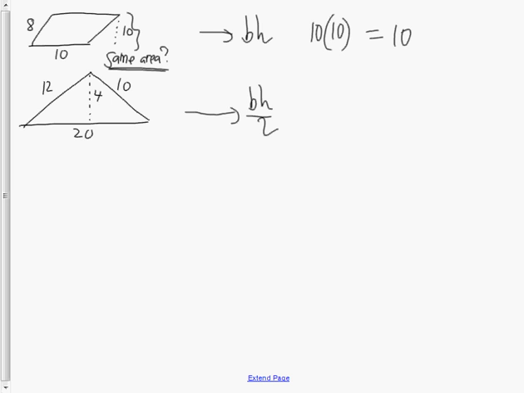So therefore, the area of the parallelogram is this. The triangle would be base of 20, height of 4 divided by 2, which would be 80 divided by 2, which would be 40 meters squared. Are they the same area? No, they are not. The answer is no.